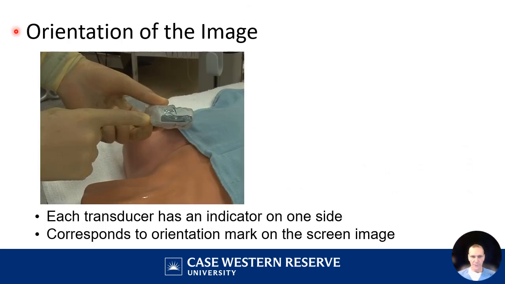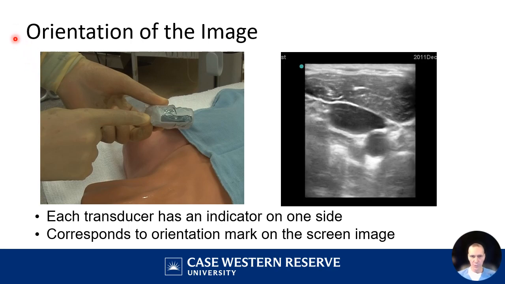So you always need to understand, at least when you're starting to scan somebody, the orientation and which way. There's a little indicator on all of these probes that will coincide to this little dot here. So you always want to know where your indicator is when you start scanning a patient. And each transducer will have an indicator on one side, and that little indicator will correspond to this image on the screen.